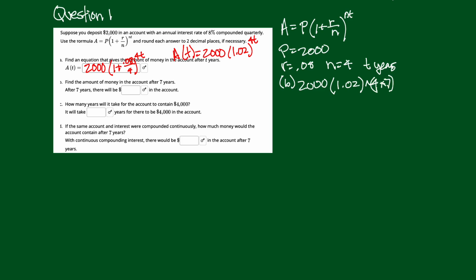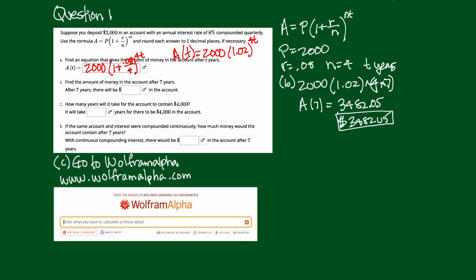Now, my calculator does this automatically. It takes that exponent and brings it up. So I don't really need the parentheses. Some of the older calculators, you may need a parentheses here. But when I do that, I get this. A of 7, the amount after 7 years, is equal to 3482.05. I really get 048, but I'm going to round to 2 decimal places. So the amount of money is $3,482.05.